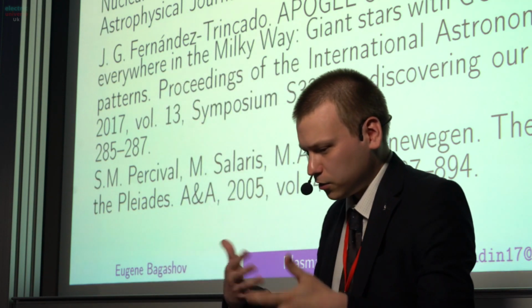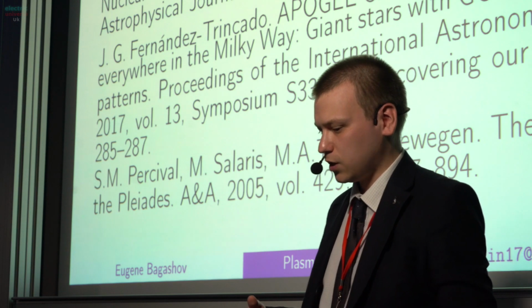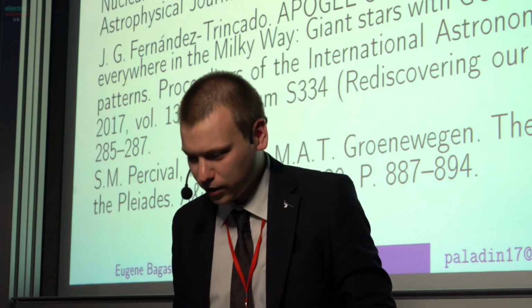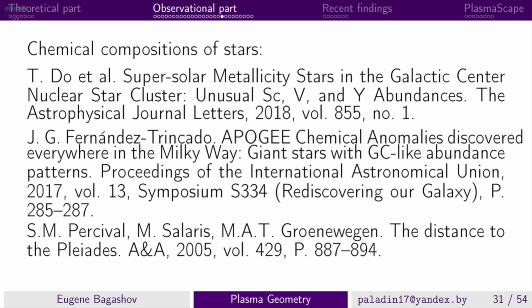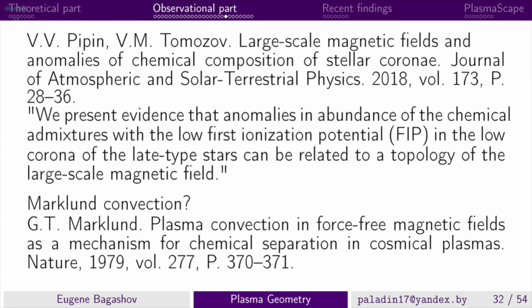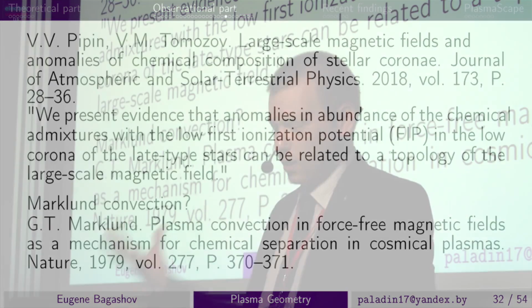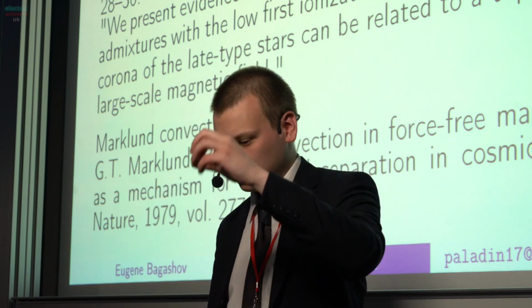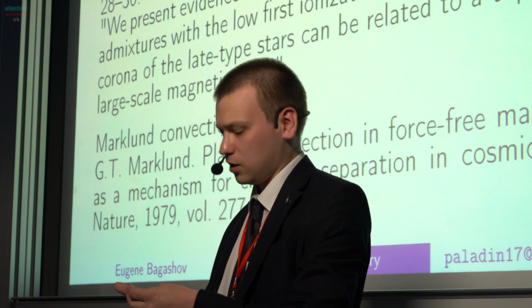Then we might derive some other observational data from chemical compositions of stars. Now, of course, there's an idea that there might be transmutation or something like that, but even without it, this is a couple of papers that talk about various anomalous readings of chemistry. One of those papers directly states that we present evidence that anomalies in abundance of the chemical admixtures can be related to a topology of the large-scale magnetic field. So they actually admit that it might be some larger-scale magnetic structures that are predetermining these anomalies.